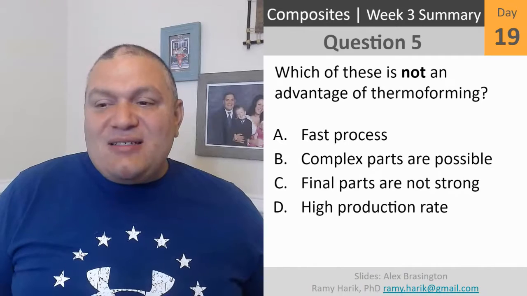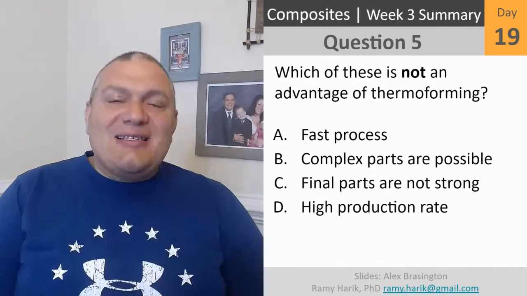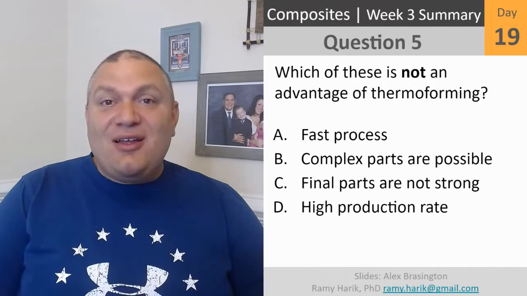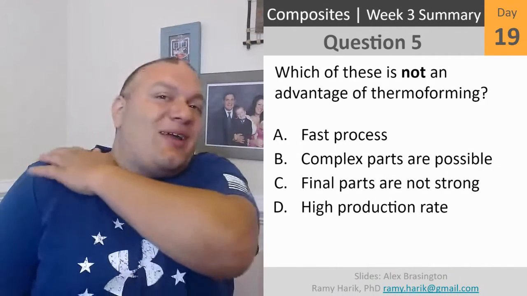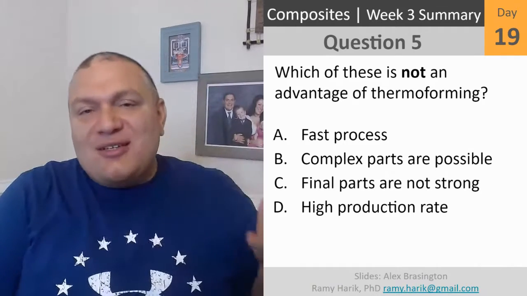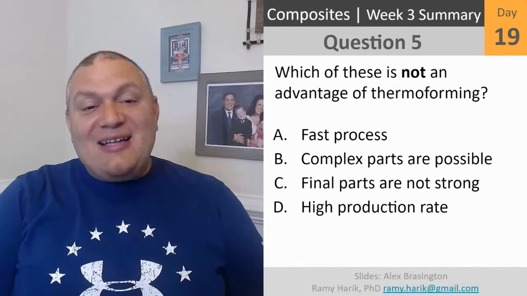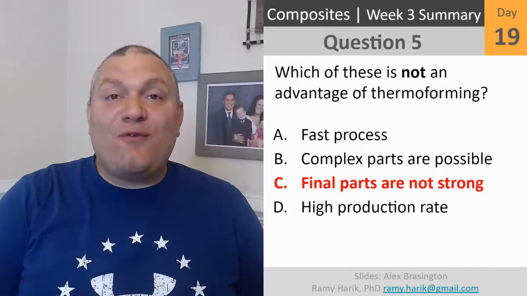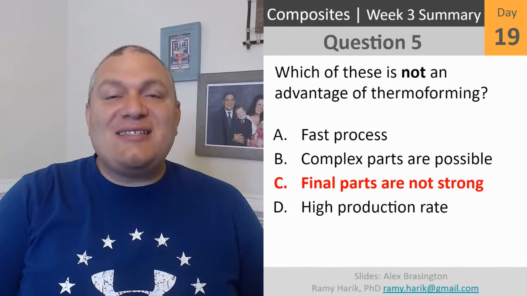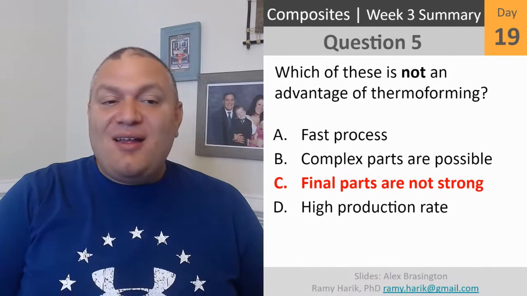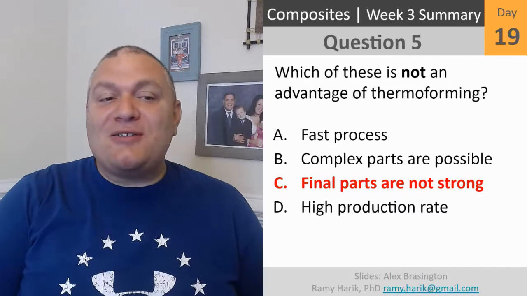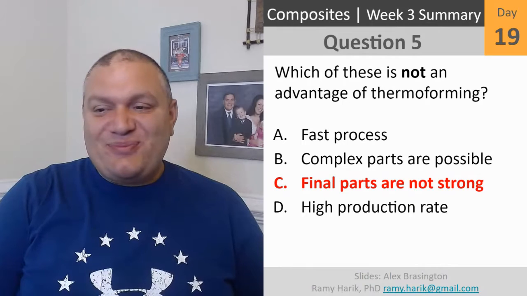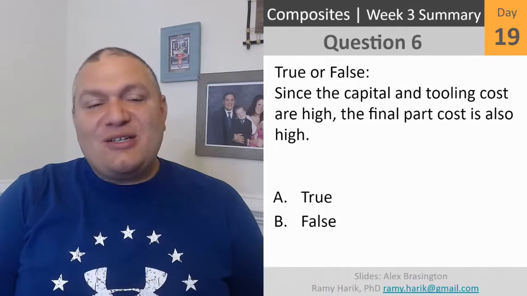I see a couple of these. Actually, it has a high production rate. It is a fast process and it has a high production rate. You can produce parts as quick as 30 parts a minute. Of course, it depends on the complexity. The right answer for this should be C. Final parts are not strong. Actually, thermoforming produces decent strengths in parts, and you can create complex parts. They can be fast production and high production rate.